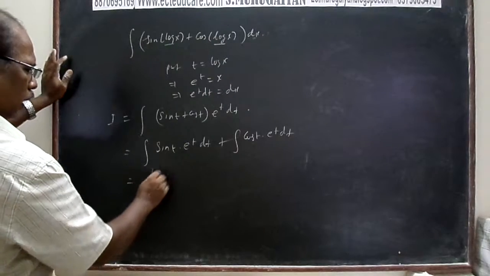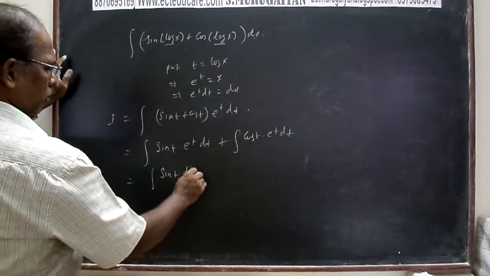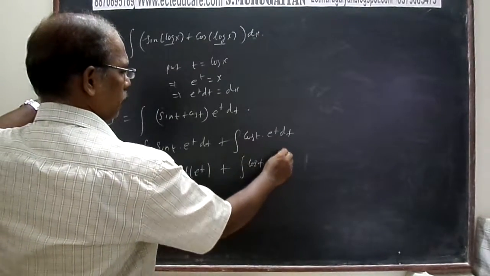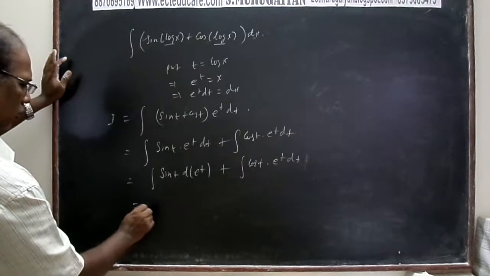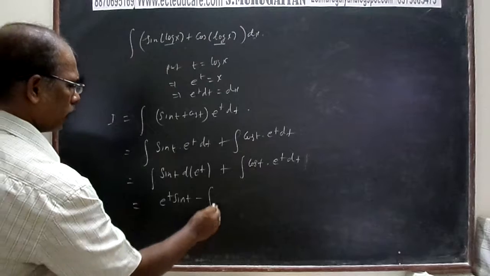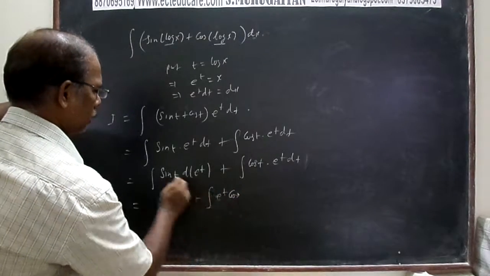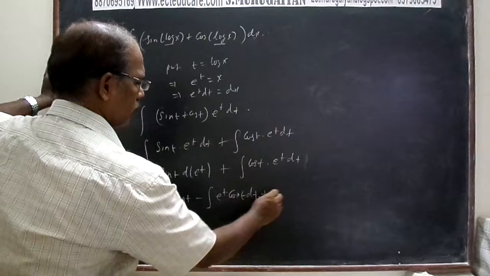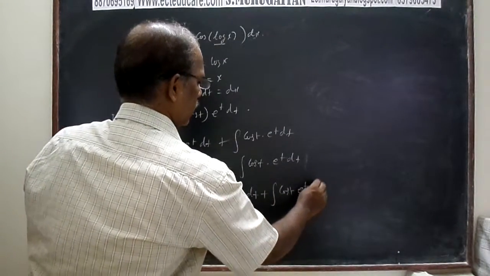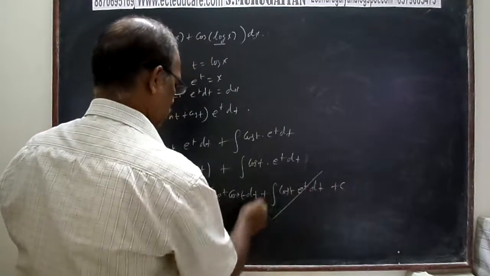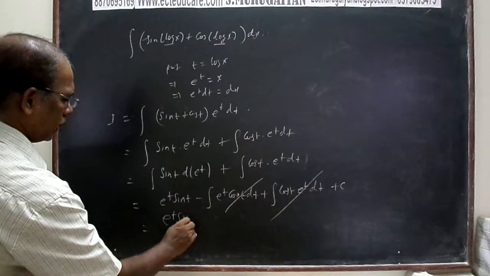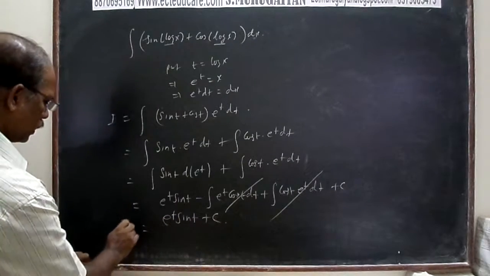Applying by parts, the integral of sin t with e power t dt, where e power t dt is d of e power t, plus the integral of cos t into e power t dt. Then uv is e power t sin t minus integral of e power t times the derivative of sin t, cos t, dt. We do not need to integrate cos t e power t dt; these two cancel. Then e power t into sin t with the integration constant. This is the final answer.